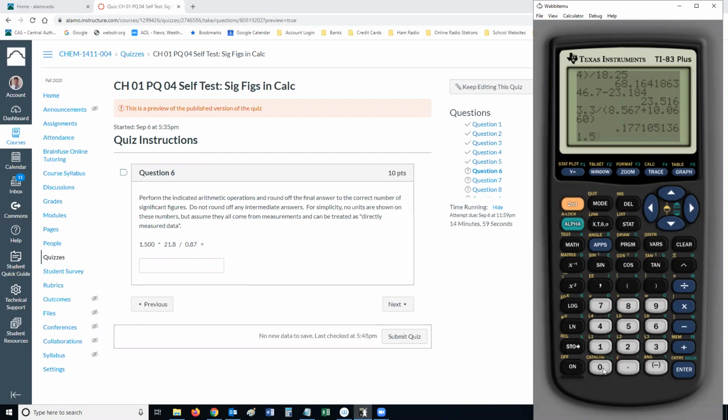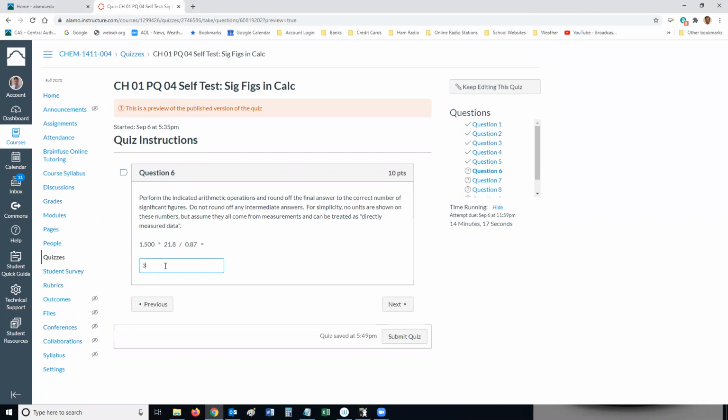1.500 times 21.8 divided by 0.87. We get this answer, 37.5862069, but we're only allowed 2 significant figures, so we count 1, 2, and then the 7 in 37 gets rounded up to an 8 because the next number is 5. Okay, so we're going to report the answer as 38. That'll be a 2 significant figure answer.